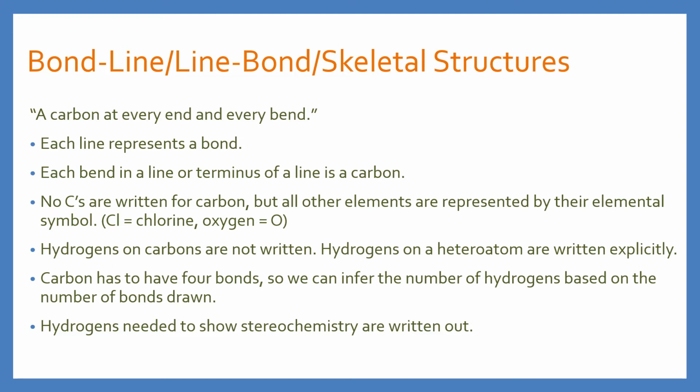Hydrogens that are on carbons are not written. Hydrogens that are on a heteroatom, which are atoms that are not carbon, so think oxygen, nitrogen, sulfur, these are going to be written explicitly. Carbon has to have 4 bonds total, so we can infer the number of hydrogens based on the number of bonds drawn. And hydrogens that are needed to show stereochemistry are written out. So a lot of these rules don't make any sense yet because you're not looking at a structure. So let's look at some examples, and we'll save the word stereochemistry for chapter 5.